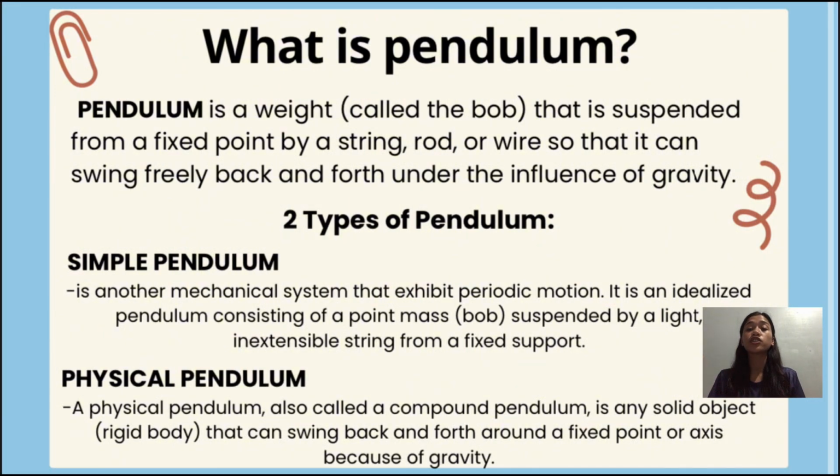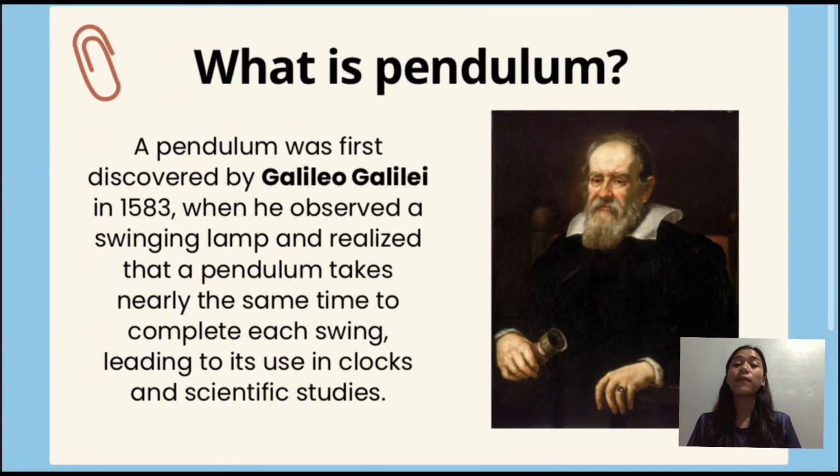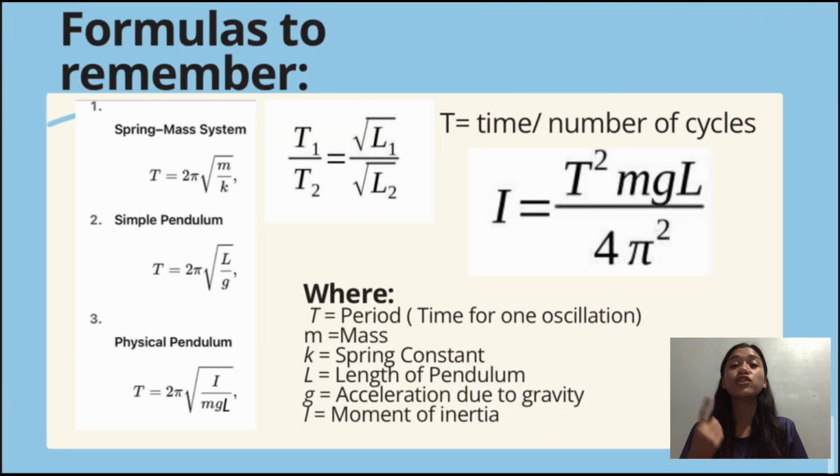At this juncture, we take a break and dig into the history of the pendulum and who discovered it. The pendulum was first discovered by Galileo Galilei in 1583 when he observed a swinging lamp and realized that a pendulum takes nearly the same time to complete each swing, leading to its use in clocks and scientific studies. Amazing, right?